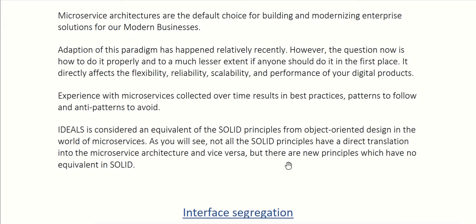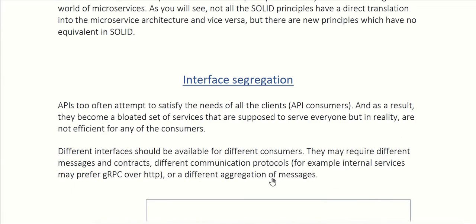But there are new principles. Okay, there are a few which we can make use of, but there are new principles which have no equivalent in SOLID, which are completely different here. So what are these IDEALS? Now let's start with the letters one by one. This I is meant for interface segregation. Interface segregation was there in the SOLID principles also, and yes, it is going to add value in microservices architecture.